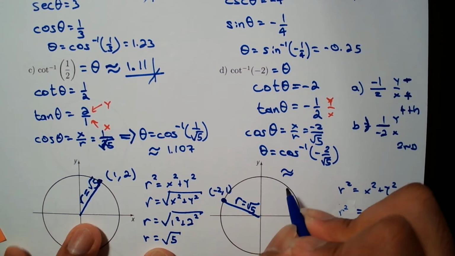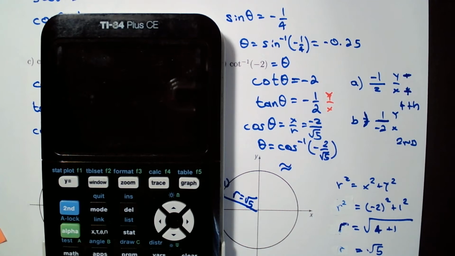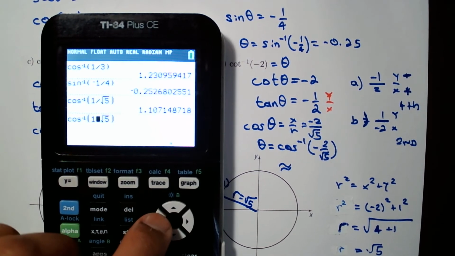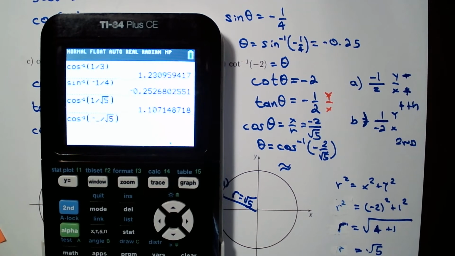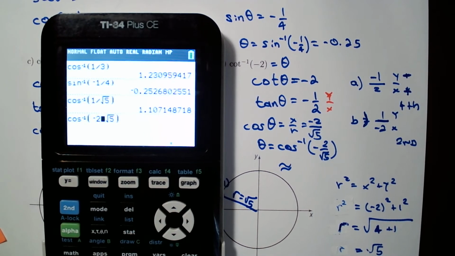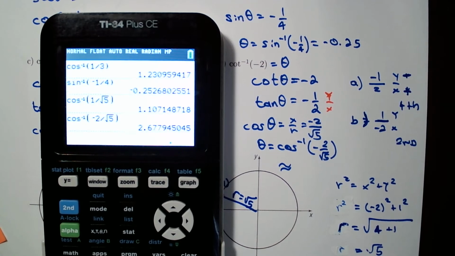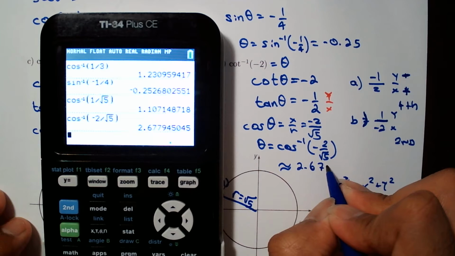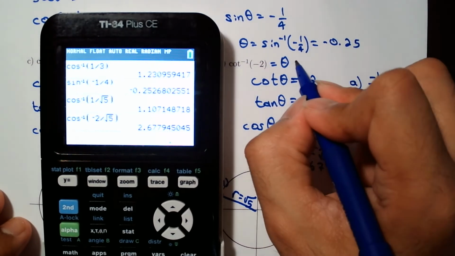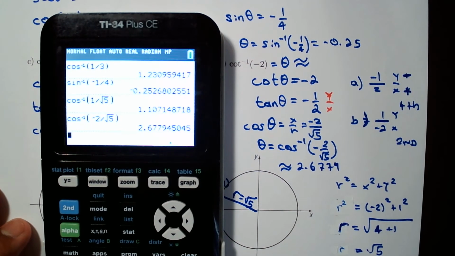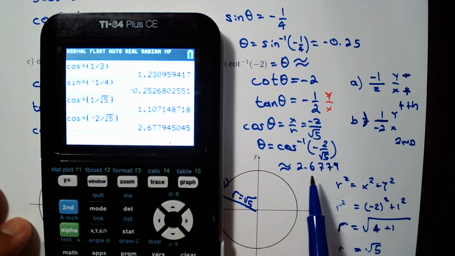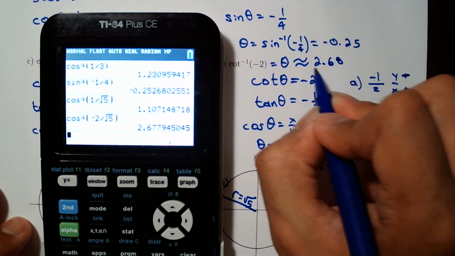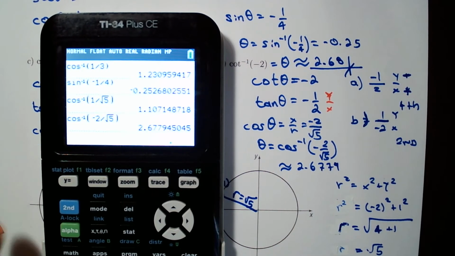And this will be approximately, when we do this in the calculator, let me just simply copy. Let me insert a negative sign. Let me change this to 2, and that'll be 2.6779, which our final answer is required to be just rounded to 2 decimal places. That's 2.68.